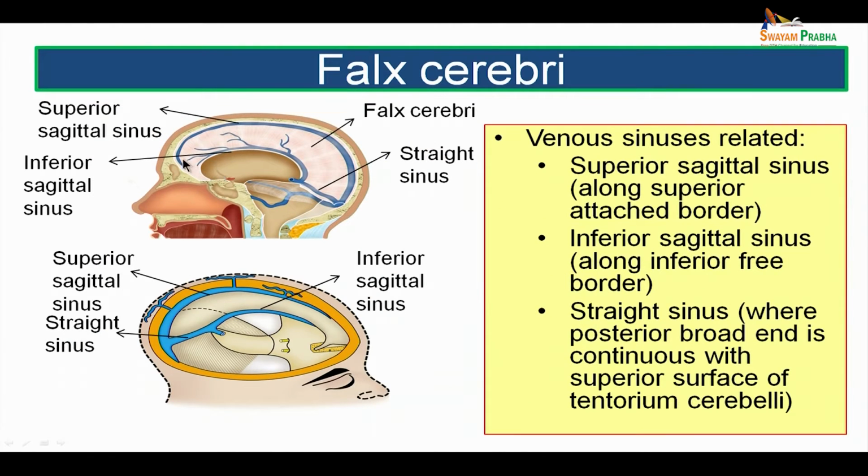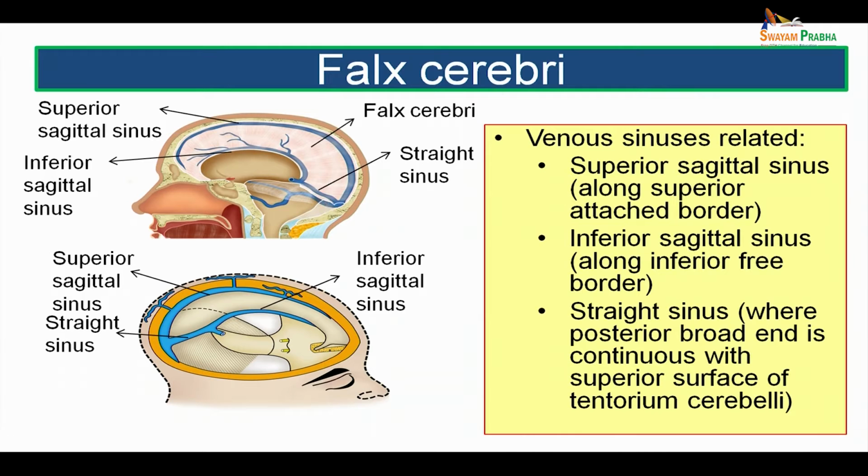This picture shows us the falx cerebri. This is the sickle-shaped falx cerebri having an anterior end attached to the crista galli. From there is the upper or superior attached border which goes posteriorly right up to the internal occipital protuberance. What we see here is the inferior free border, the anterior end, and this broad structure is the posterior end which attaches to the superior surface of the tentorium cerebelli.